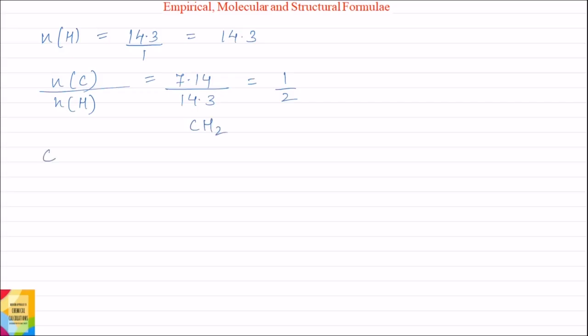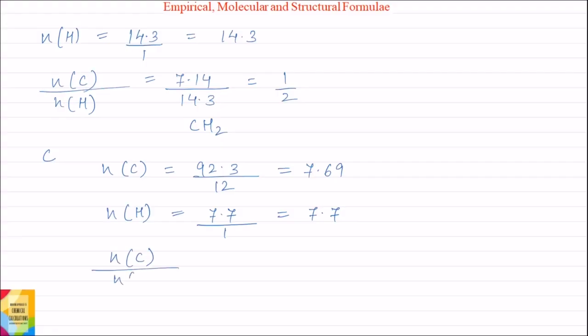In compound C, moles of carbon will be equal to 92.3 divided by 12, which is equal to 7.69, and moles of hydrogen will be equal to 7.7 divided by 1, which is equal to 7.7. The ratio of moles of carbon and moles of hydrogen is equal to 7.69 divided by 7.7, which is equal to 1 by 1. So moles of carbon is 1 and moles of hydrogen is 1. Therefore, empirical formula of the compound C will be equal to CH.